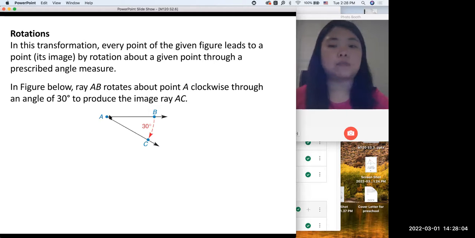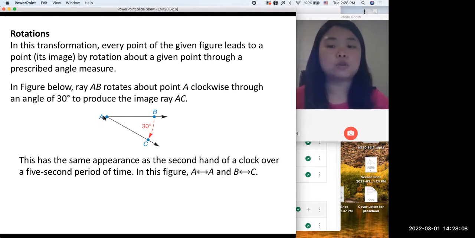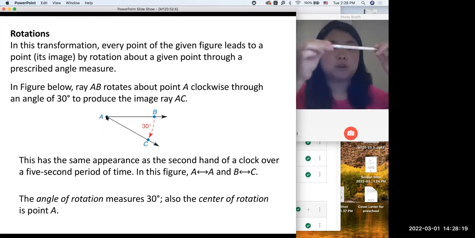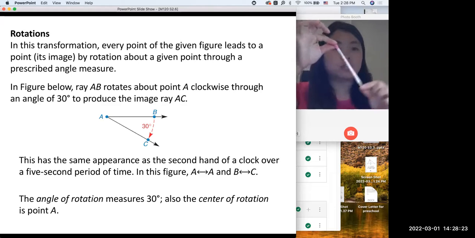And then same idea, you do have the corresponding points. A is going to be A. B becomes C here. And the center of the rotation, A, this point, we didn't move this point, right? So A will be called the center of the rotation. Okay, it doesn't move.